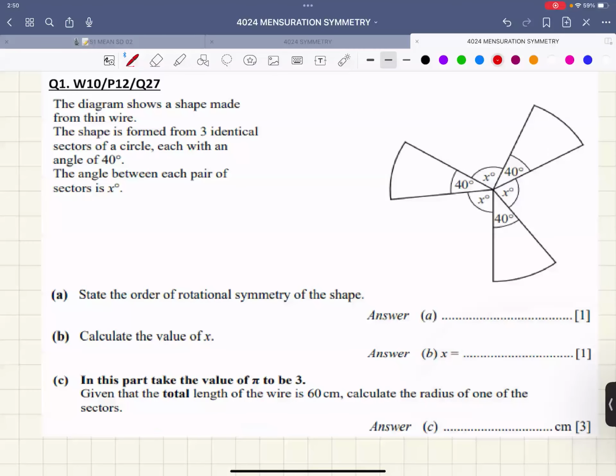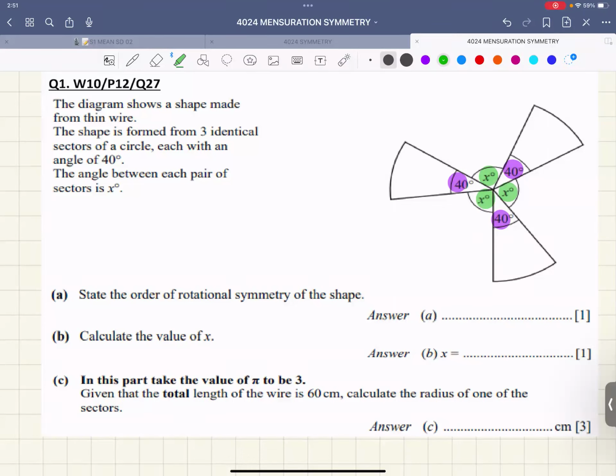So now in this question, it says the diagram shows a shape made from thin wire. The shape is formed from 3 identical sectors of a circle, each with an angle of 40 degrees. And the angle between each pair of sectors is x degrees. So there are these 3 angles which are the same, the 40, the 40, and the 40. And then there are these 3 angles, they are the same.